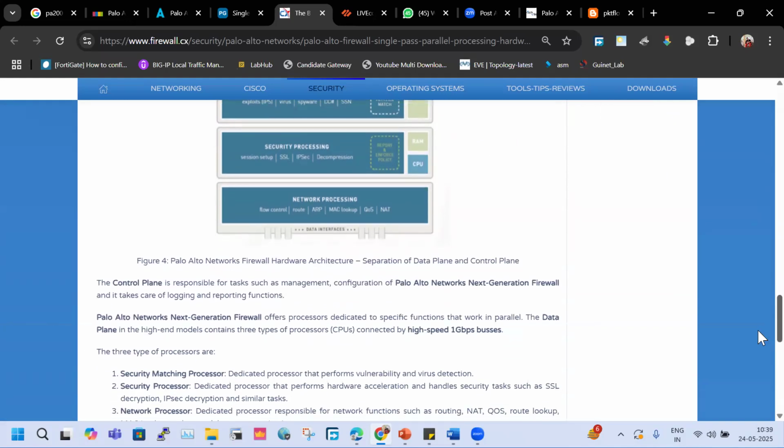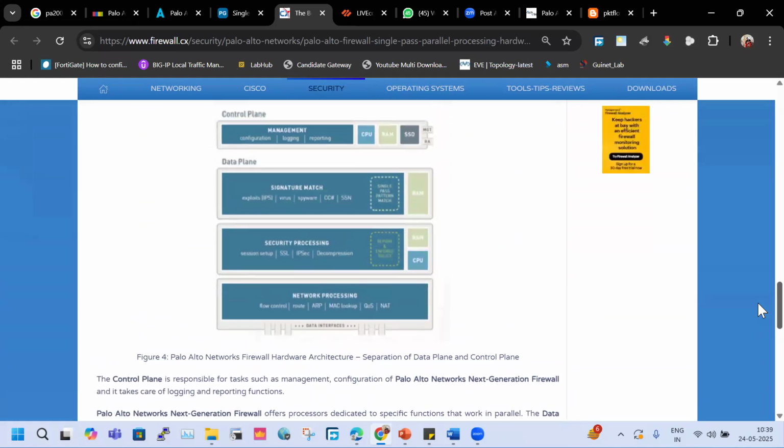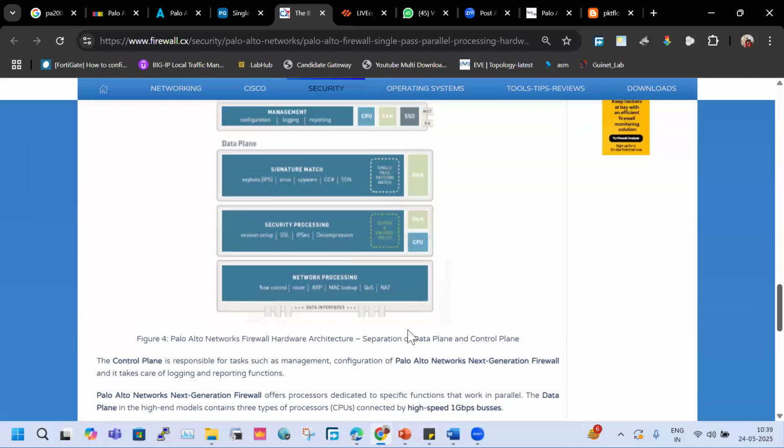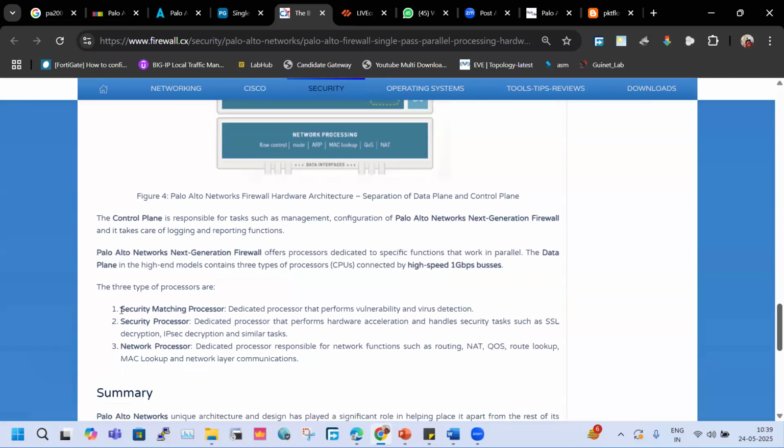And what is the purpose of the security process, the security match? Please scroll up. Yes, I have explained here that the data plane has three processors. Those are the security match processors. Could you please elaborate on the security matching processor, like how it works?